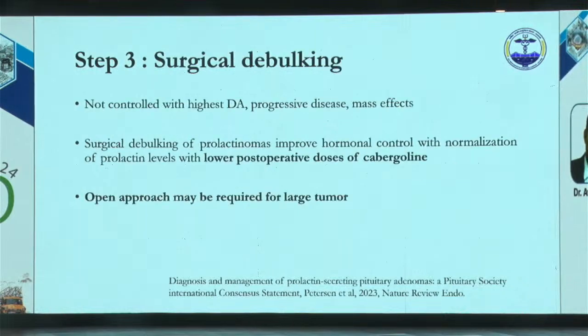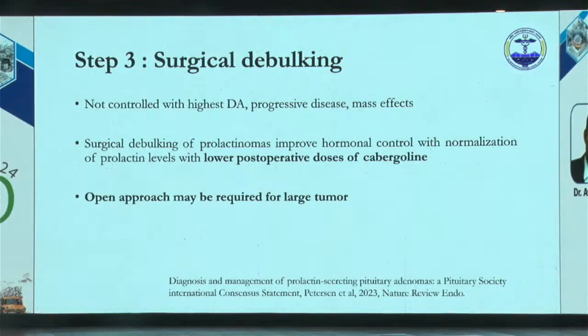The step 3 after dose escalation will be surgical debulking. There are certain patients who will not be controlled with the highest amount of dopamine agonist, that is cabergoline. They will have a progressive disease, mass effects. Yes, you can think of surgical debulking. Importantly, if we debulk, the disease will not be cured, but the requirement of cabergoline dosage will be much lower in this group of patients.